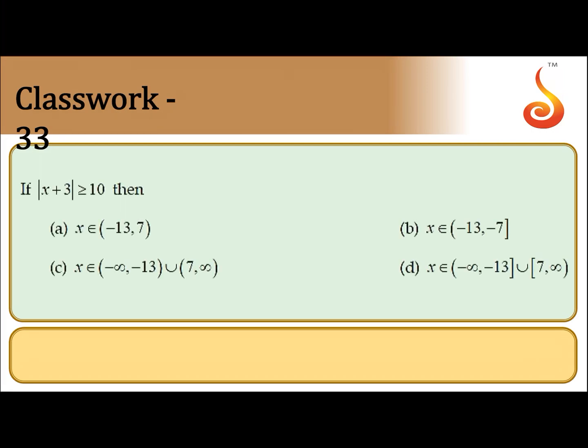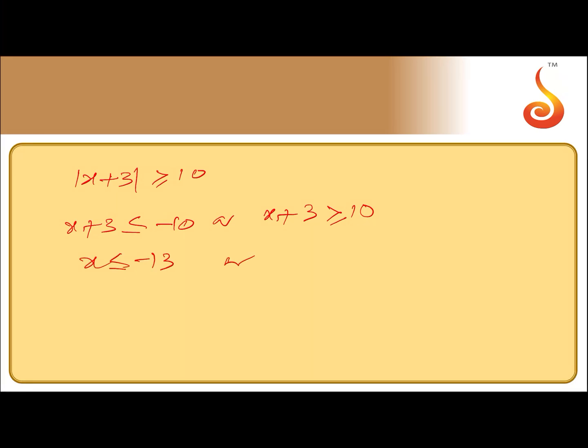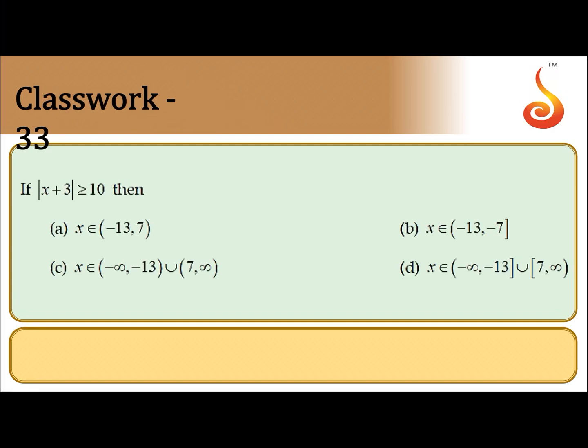Coming to the next one, modulus of x plus 3 greater than or equal to 10. So modulus of x plus 3 greater than or equal to 10 means that x plus 3 must be less than or equal to minus 10, or x plus 3 must be greater than or equal to 10. So x is less than or equal to minus 13, or x is greater than or equal to 7. Therefore the answer is minus infinity to minus 13, including 7 to infinity. So the answer is D.